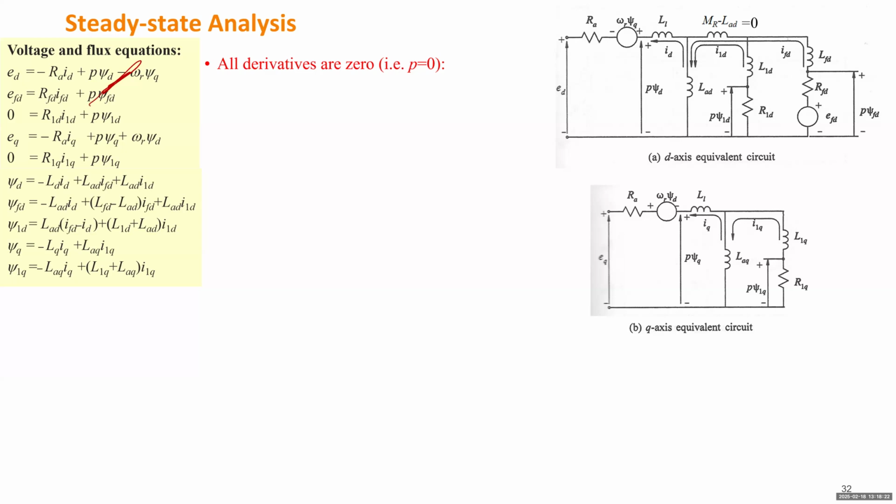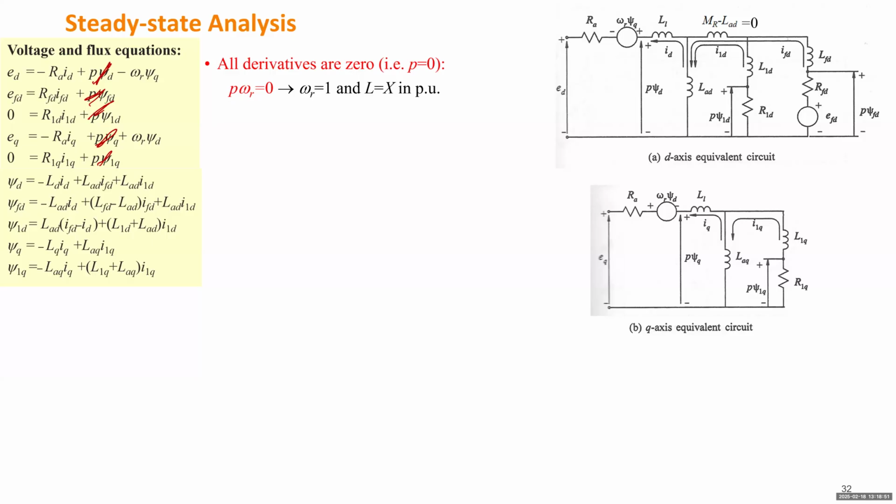Okay, so any term with P will be zero. We just get rid of those terms. So the remaining part will be the steady state condition. And there's also something else we can further simplify, which I will talk about.